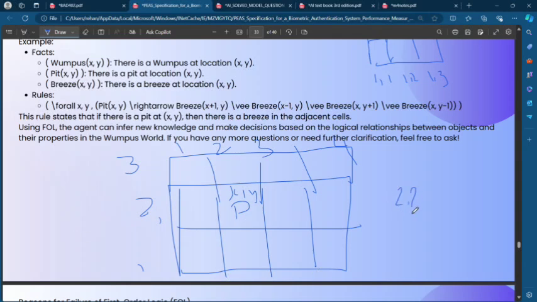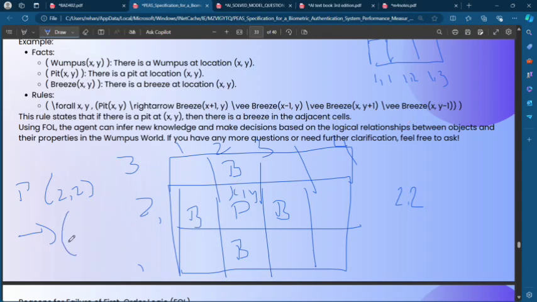If the pit is in 2 comma 2, then pit 2 comma 2 implies, the right arrow means implies, there is a breeze in x plus 1 comma y. So 2 plus 1 is what? 3 comma 2. Here there is a breeze, or there is a breeze in x minus 1 comma y, or the breeze is here. Then or x comma y plus 1, so 2 comma 3 here. It can be either here or here. That's what it is saying.